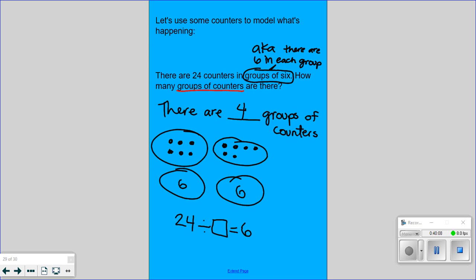What goes in that spot saver? A number. I'm saving a spot for a number. Well, what number? Bryson? 4, because that's telling me the number of groups. How many groups do I have? 4.